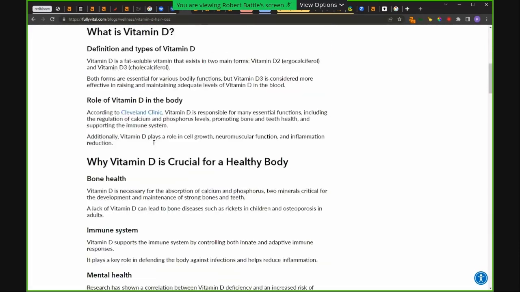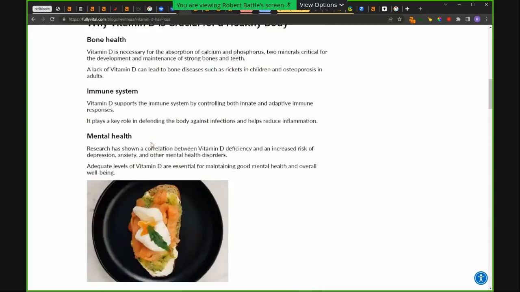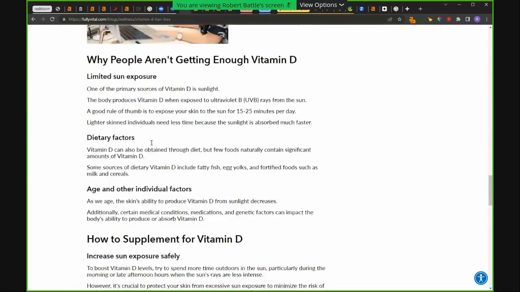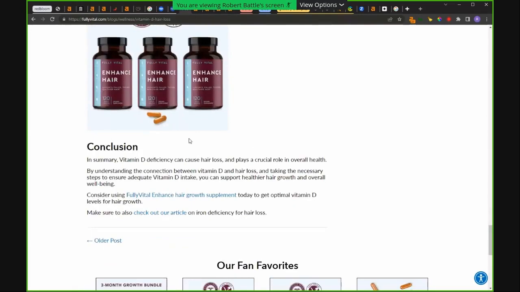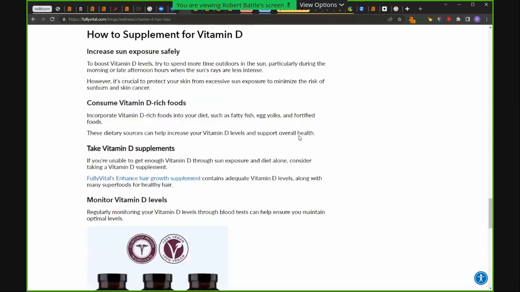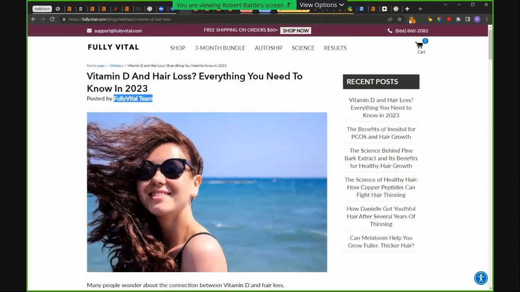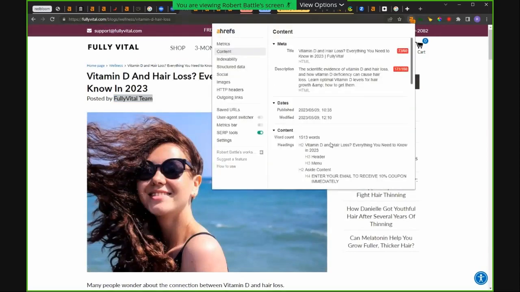Definition and types, role. Awesome, man. This is looking pretty good. Yeah, this is great. And you got just enough photos. The only thing you're missing is product placements, but you kind of are with the photos, which is fine. But let's just take a look here.